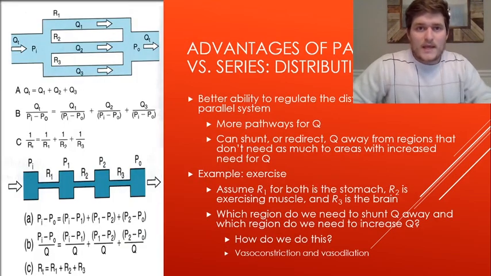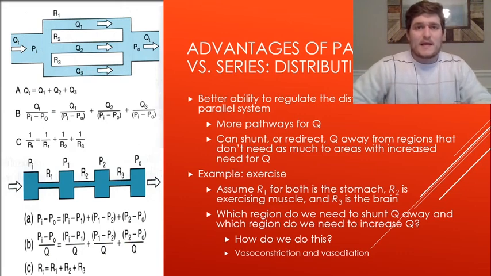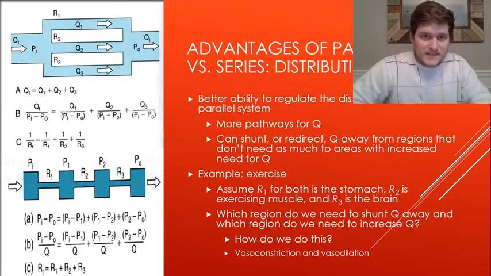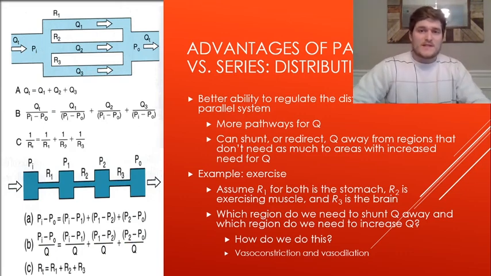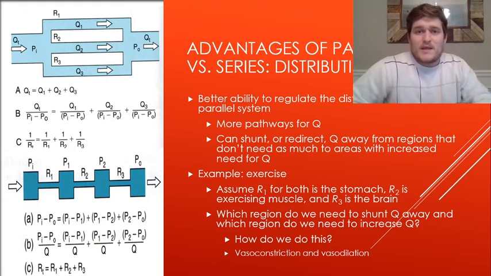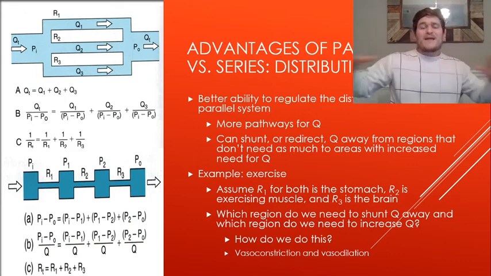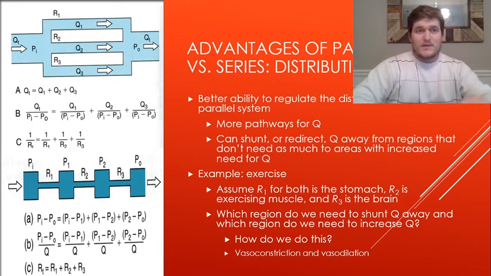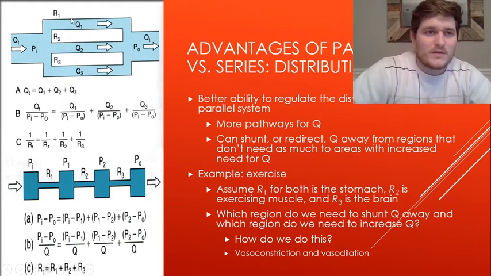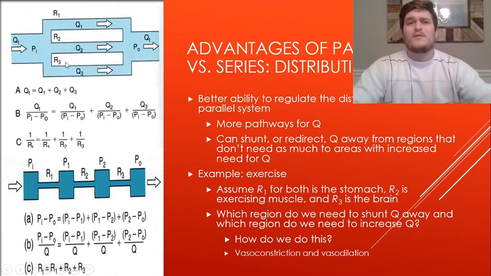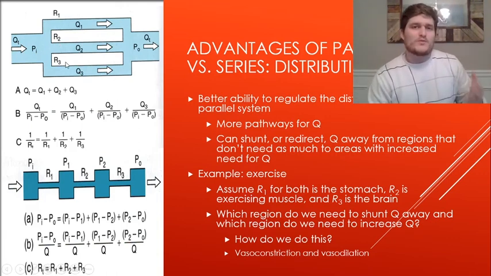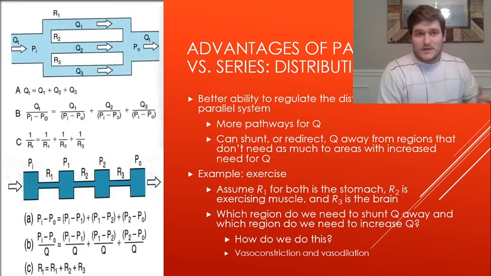So to review, a parallel setup has a lower total resistance than a series setup, and a parallel setup is better able to regulate the distribution of blood flow. There are more pathways in a parallel setup, so we can redirect blood from one area of the body to another area of the body. And again, we use the example of exercise to show this.